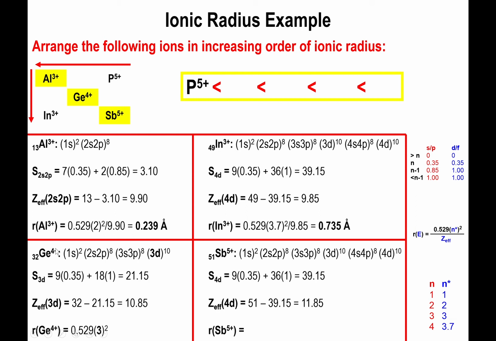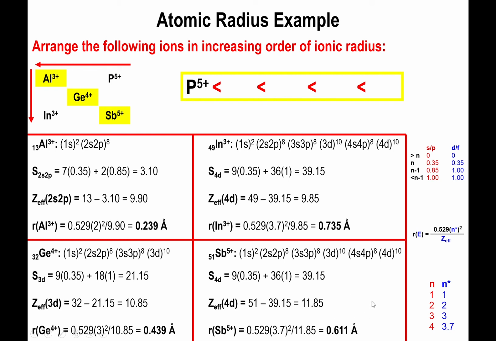Doing the same thing for germanium 4+. Now we're dealing with 3d as the valence group. For n equals 3, n star is also 3, so we simply multiply 0.529 by 9, or 3 squared, and divide by 10.85, which is the effective nuclear charge. The overall ionic radius is 0.439 angstroms. And for antimony 5+, the valence group is 4d, so we multiply 0.529 by 3.7 squared, and we divide it by 11.85, which is the effective nuclear charge, and we find out that the value is 0.611.